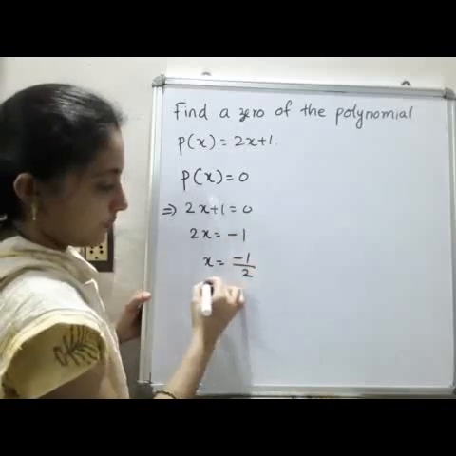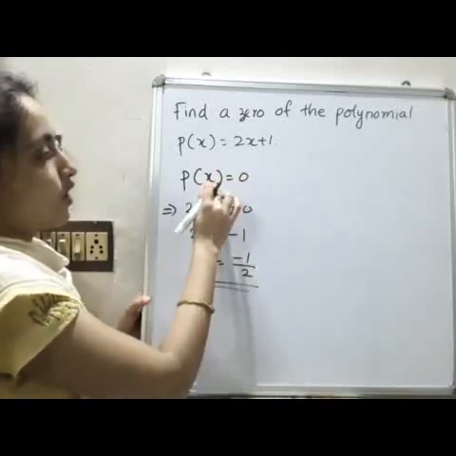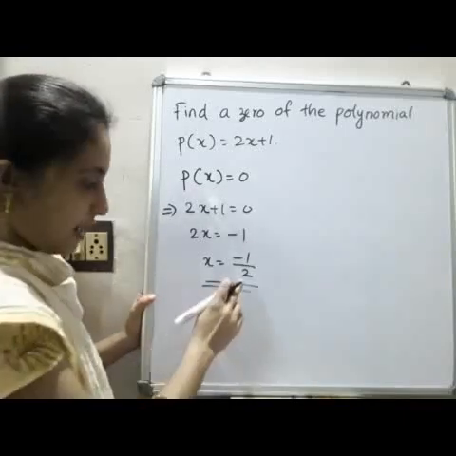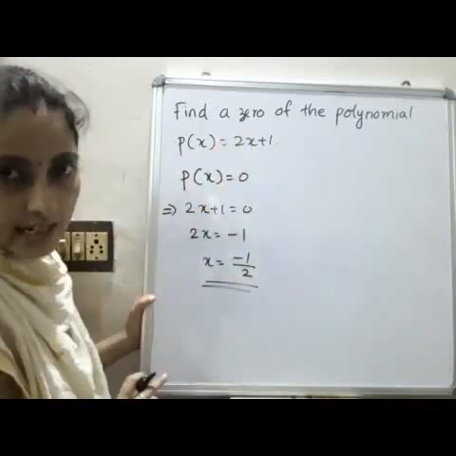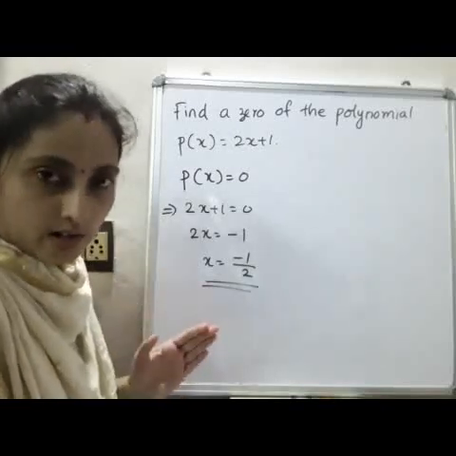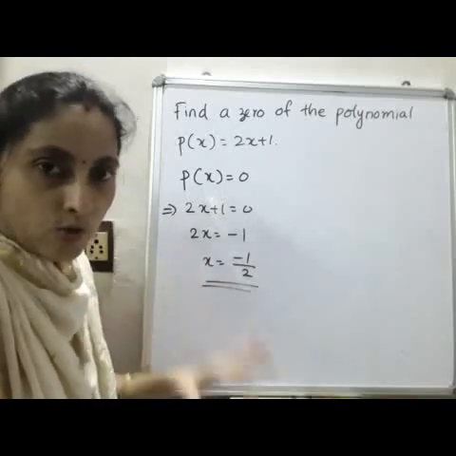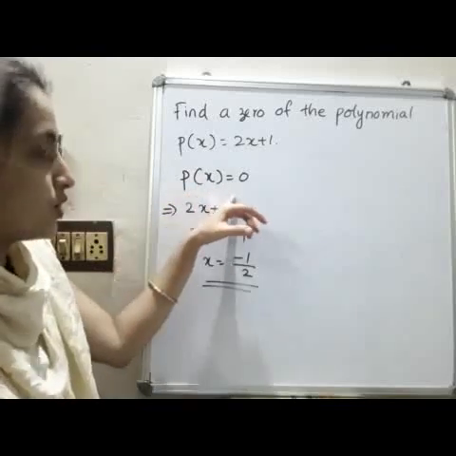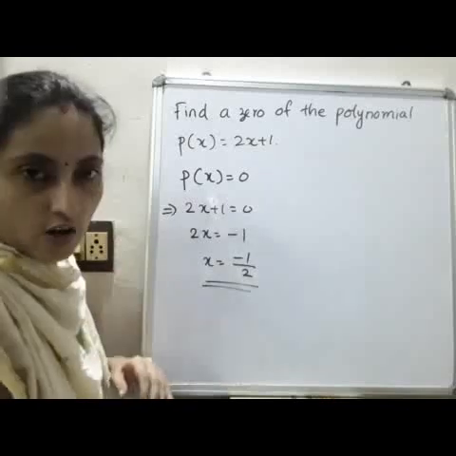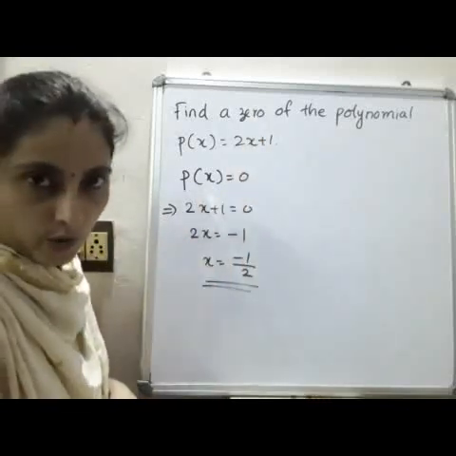Minus 1 by 2. That is, when x is equal to minus 1 by 2, the value of p of x is 0. Okay, that means what? Minus 1 by 2 is the 0 of the polynomial. If the 0 of the polynomial is not given, what you have to do is equate that polynomial to 0. That is, p of x is equal to 0. That is, 2x plus 1 is equal to 0. From that, you have to find the x. That x is the 0 of the polynomial.